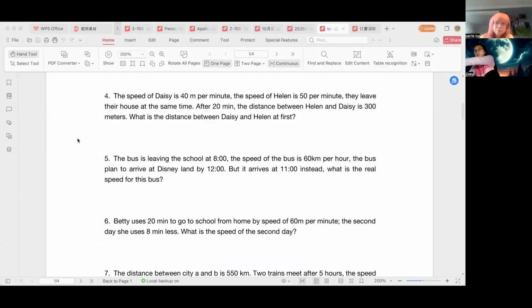Can you read the question for me? The bus is leaving the school at 8 o'clock. The speed of the bus is 60 kilometers per hour, and the bus plans to arrive at Disneyland by 12, but it arrives at 11 instead. What's the real speed for this bus? 80 kilometers per hour?